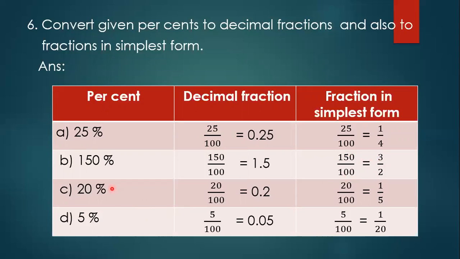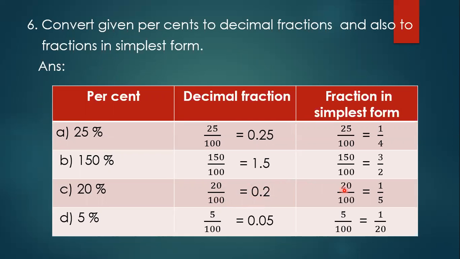Next question, 20%. 20% as fraction we can write 20 upon 100. Both the zeros we can cancel from the unit place. 20's 0 and 100's 0 we can cancel. It will become 2 by 10. 2 by 10. Only 10 is the denominator. So there will be only one decimal place. We can write it as 0.2.